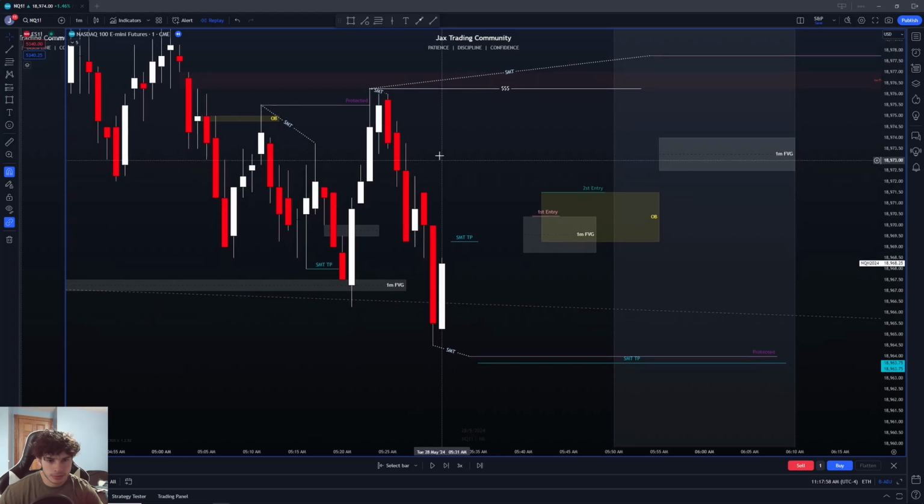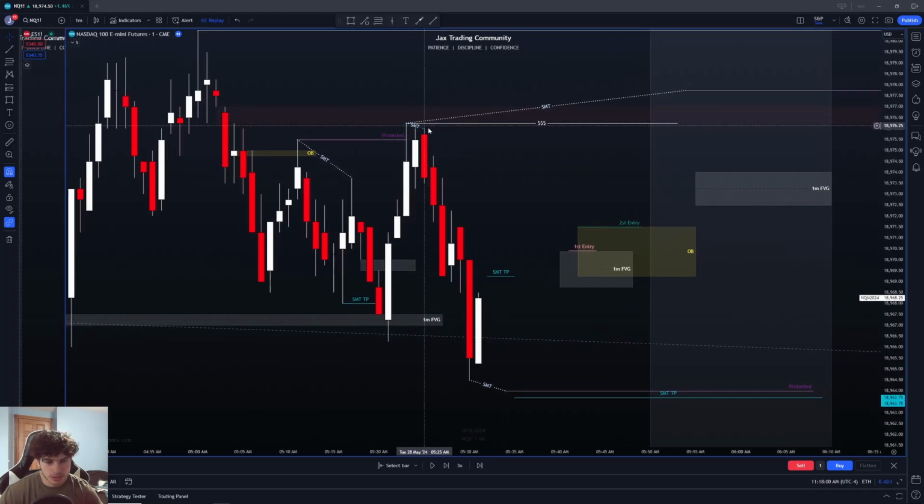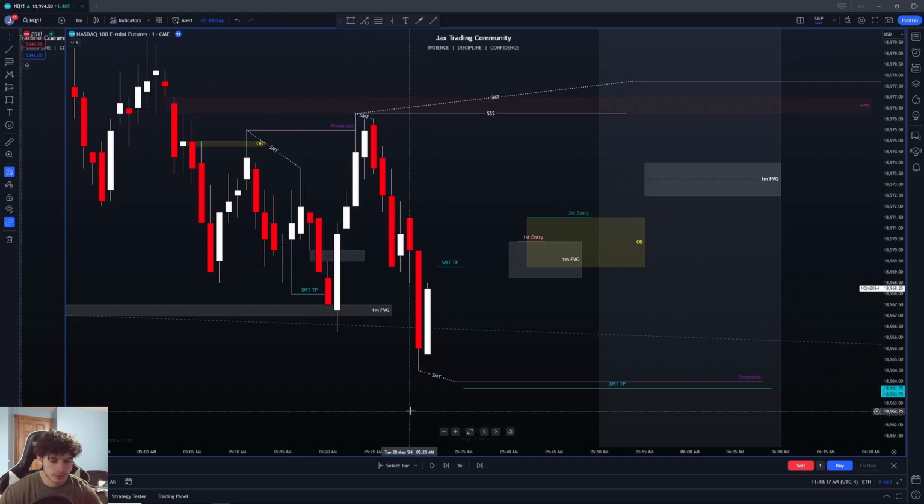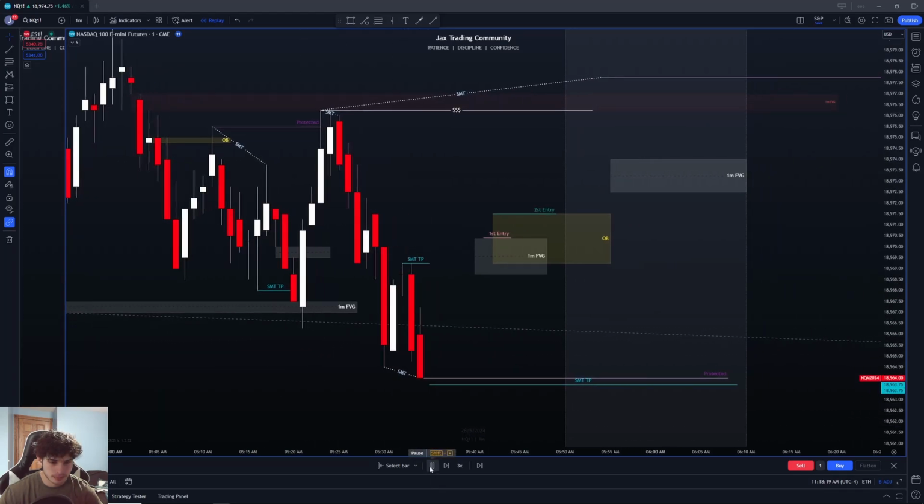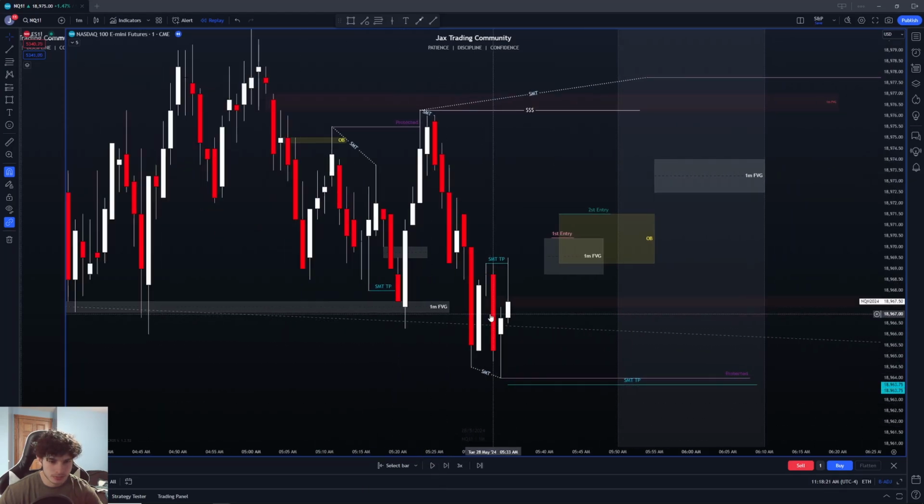So we come down right here. We have this SMT, this little small SMT. I really wouldn't think much about it. I would just think that, well, we came up, swept this protected high. We did not tap into this one minute though. We tapped next to it. But after I saw this SMT, I expect this just to get some sort of sell off. So we sell off here, create another SMT.